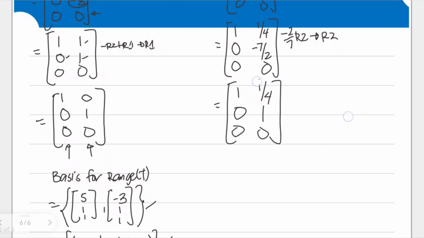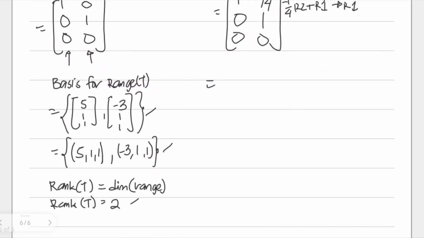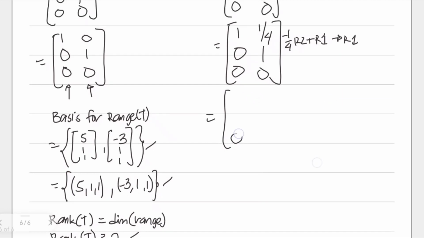And finally, let's make this 0 by multiplying negative 1/4 to row 2, plus row 1 for the new row 1. Then I have this form, 1, 0, 0, 1. Then this is still 1. Negative 1/4 times 1 is negative 1/4 plus this 1/4, 0. So this is now the reduced row echelon form.